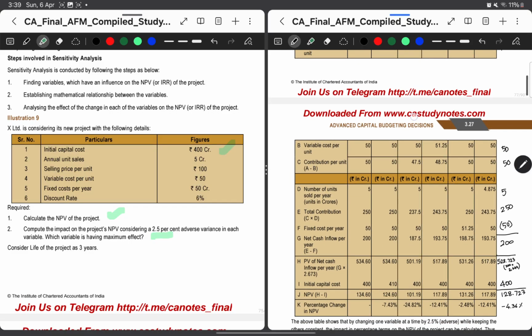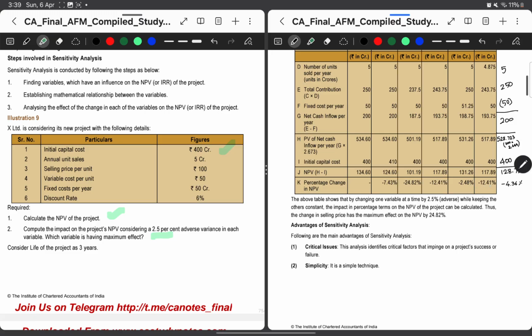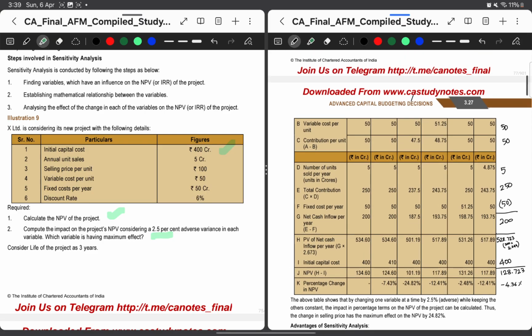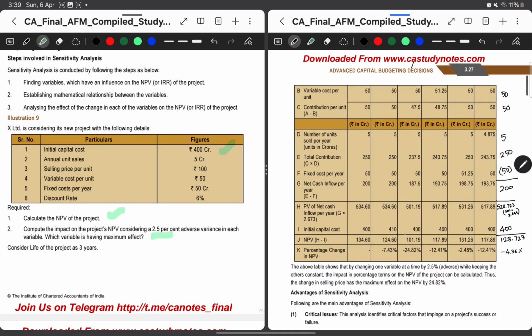Keeping the other things the same and an initial investment of 410, we got an NPV of 124.6. In adverse variances, your NPV should be less than the base, right? Because in the worst situation my NPV will reduce, it will not increase. If in your answer it is increasing, then you are going wrong somewhere. You can keep that as a cross check. So in the first case, as the initial investment increases, my NPV reduced from 134 to 124. The reduction is 7.43%, keeping 134 as the base.